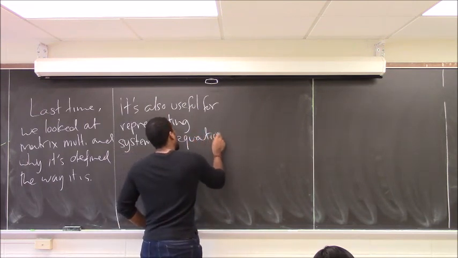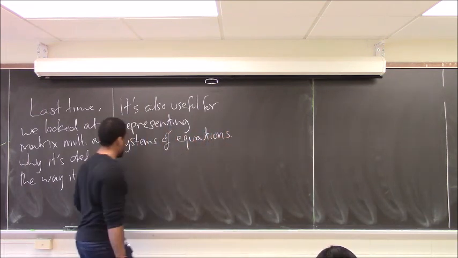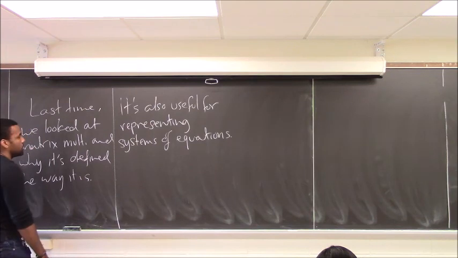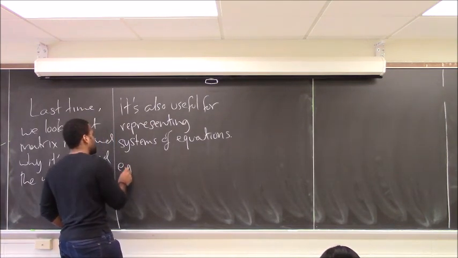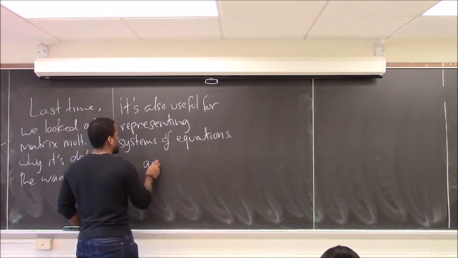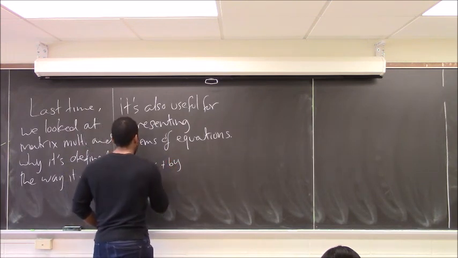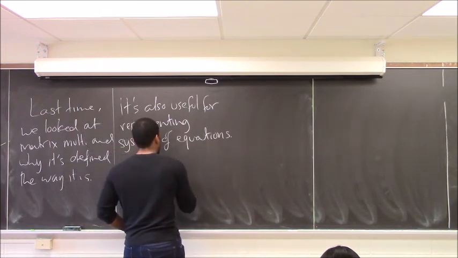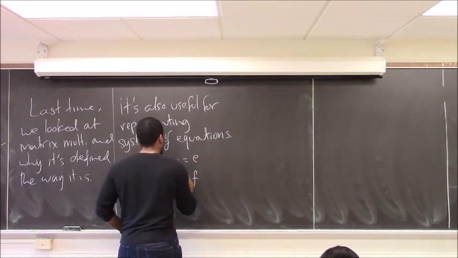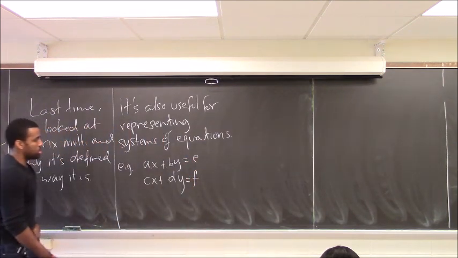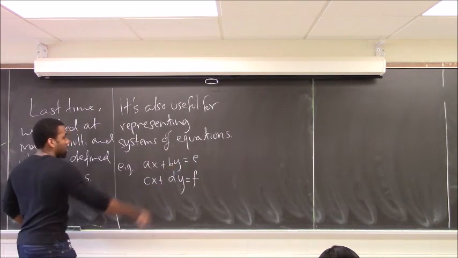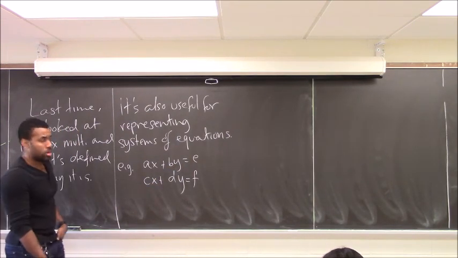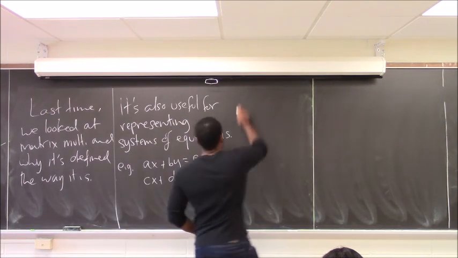So I'm not going to write out a general one. I'm just going to write out maybe a couple of examples. Look at, say, ax plus by equals e, cx plus dy equals f. This is a system of equations. Your a, b, c, and d can be numbers, so can your e and f, but your x and y are the variables that you want to solve for.